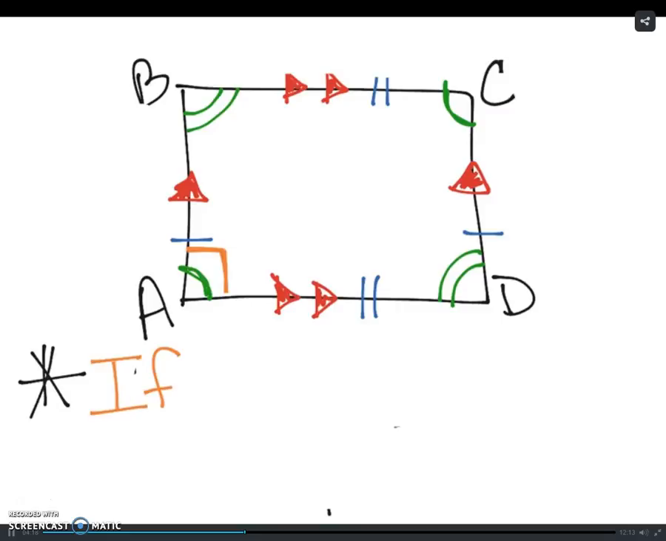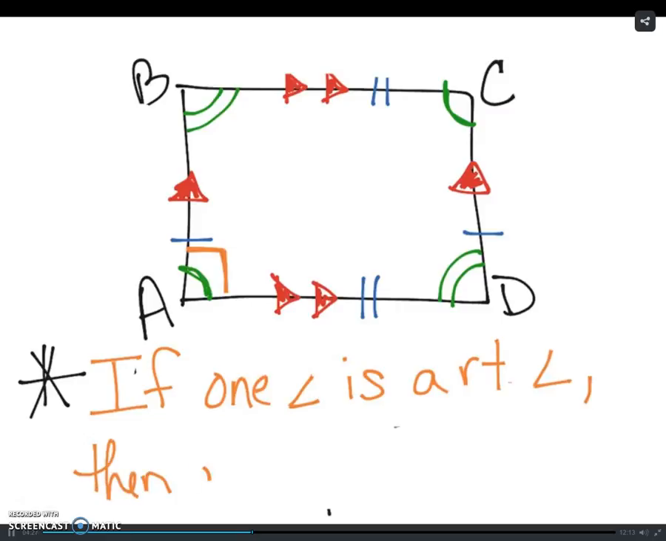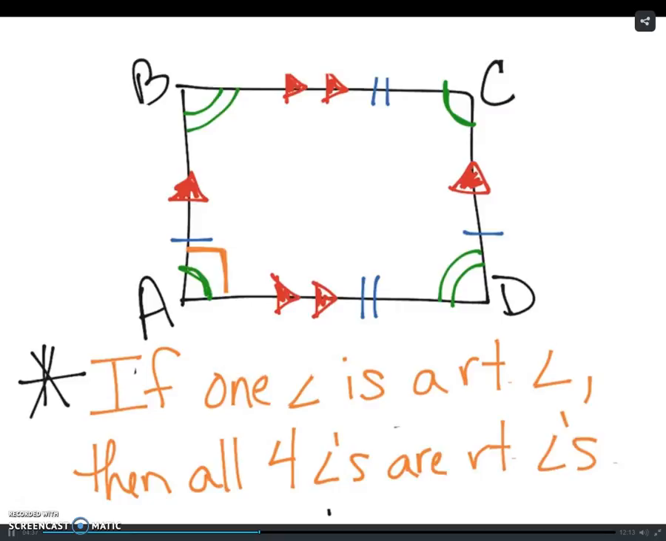So if one angle is a right angle, then all 4 angles are right angles. Okay. And so the way that we could just know this is if we say angle A is a right angle, and that's all they gave us, we would know automatically that our opposite angle, angle C, has to be a right angle. So we already learned opposite angles have to be congruent.